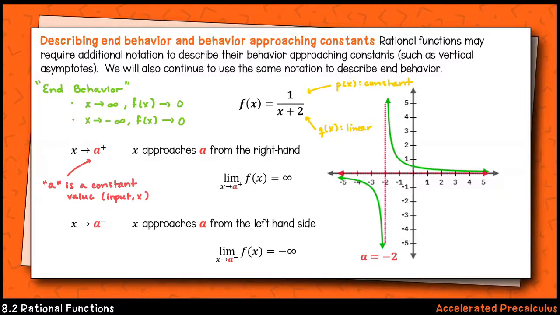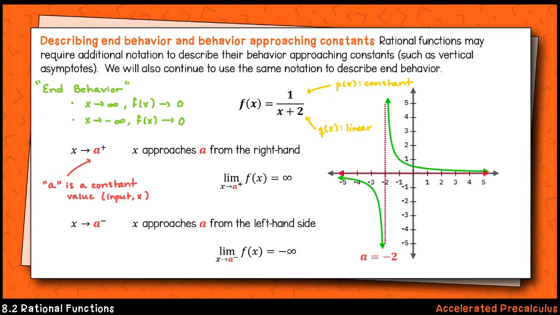Now, with rational functions, we can of course describe end behavior. That is, what happens to the function as x gets very large or as x gets very small. Be careful not to answer these questions in autopilot. This function does not approach infinity as x gets large or small as it does with the linear or polynomial functions. Instead, it approaches that horizontal asymptote at y equals 0 on both the left and the right-hand sides.